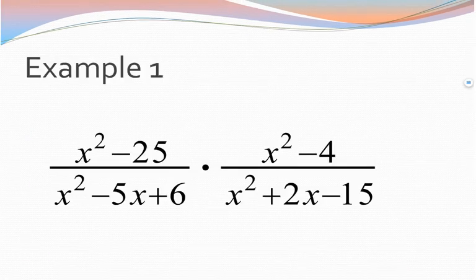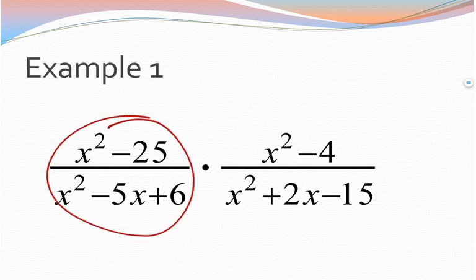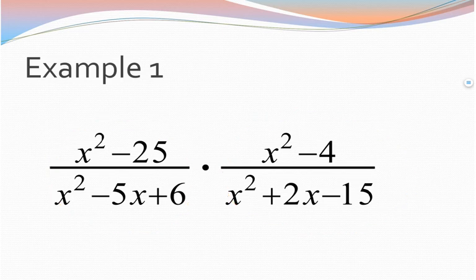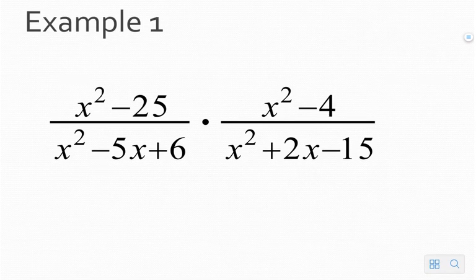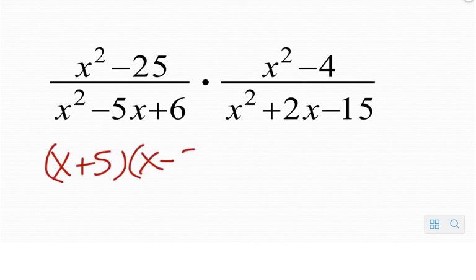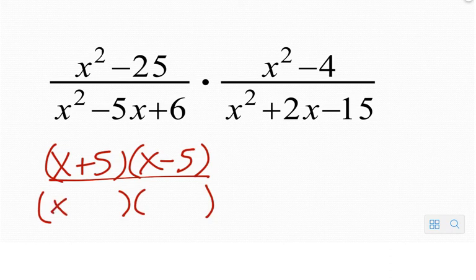Okay, so for example 1, in order to multiply this rational expression, you notice that we've got this rational expression right here times this rational expression. So we're multiplying those two together. So the first thing we're going to do is factor the different parts of this. I'm going to take the x squared minus 25, and it's a difference of squares, so I'm going to factor that to x plus 5 times x minus 5. And then the bottom of that is x squared minus 5x plus 6, and so I'm going to factor that. And that one is going to be x minus 3 times x minus 2.